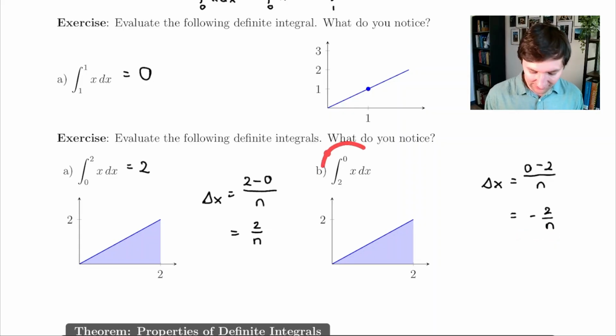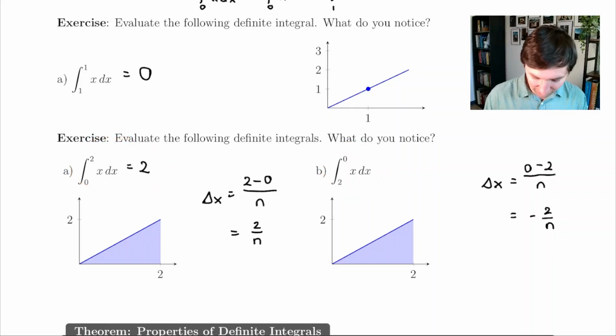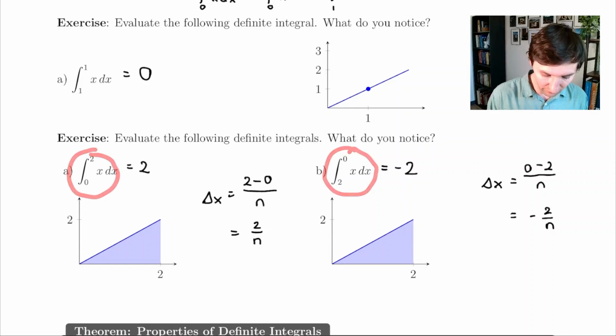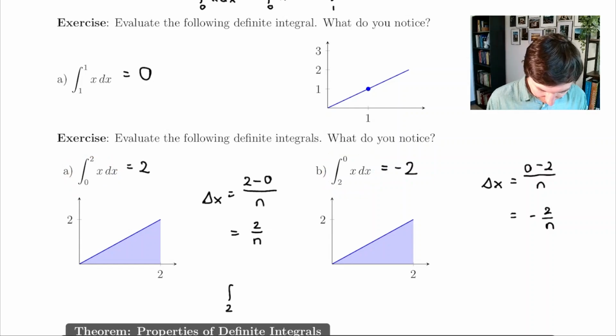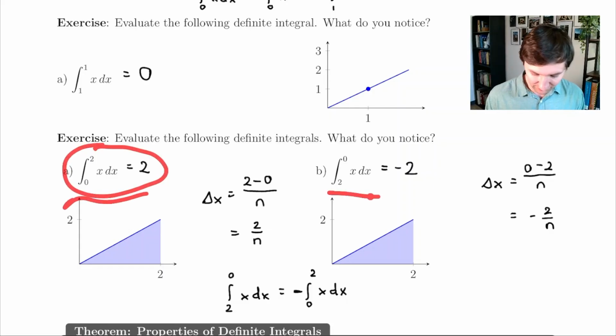Which means this answer will be exactly the same as this answer, but will have a negative sign in front of it, and we will get -2. This means that if you want to compute this integral, you cannot simply compute this integral. If you want to compute the integral from 2 to 0 of x dx, you will not get the integral from 0 to 2 of x dx, because your answer will differ by a minus. If I put a minus in front of this integral, then these two answers will be the same.